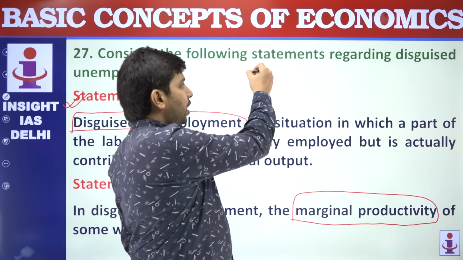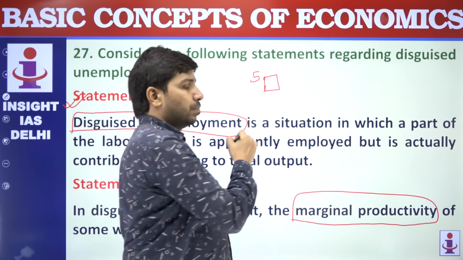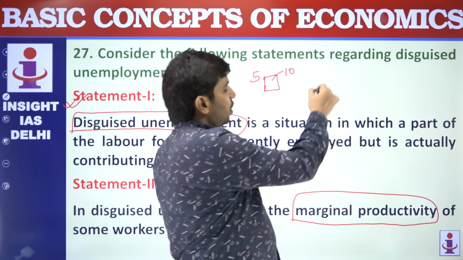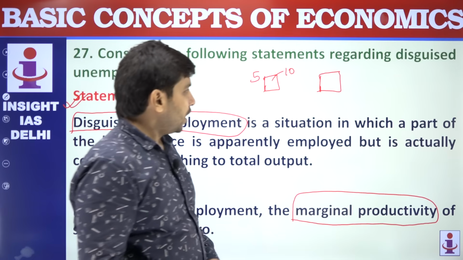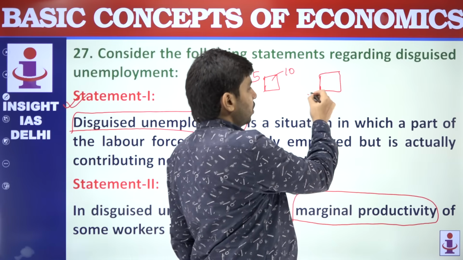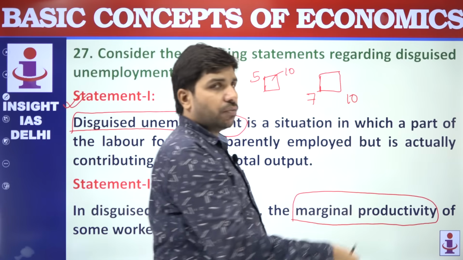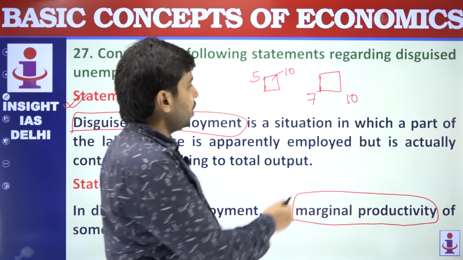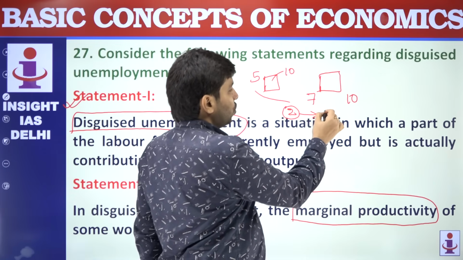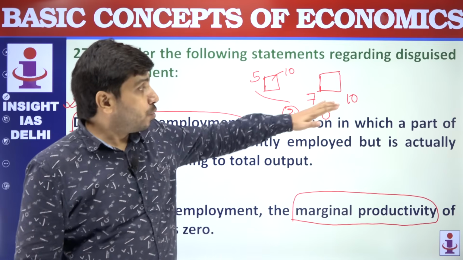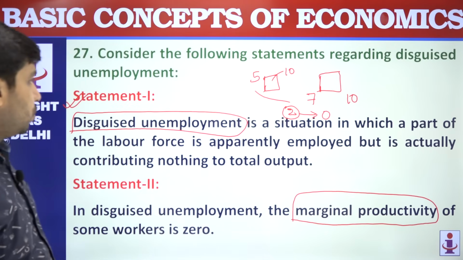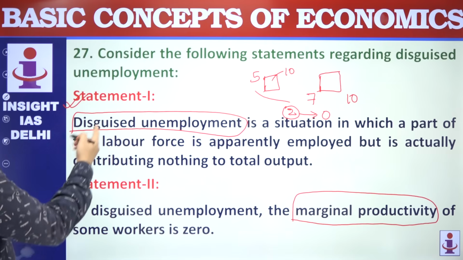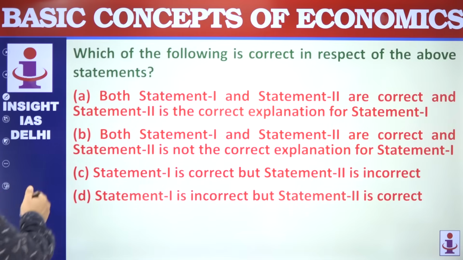Suppose there are 5 workers working in an agricultural farm and they are producing 10 kg of wheat. 5 workers, 10 kg of wheat. Consider the same farm in a different situation, 2 more people joined. 5 became 7, but the production remains 10 kg only. 2 extra people got added, but the production remains the same. So the marginal productivity of these 2 additional people is 0, because it doesn't matter whether we added 2 people or not, our production remains the same. In disguised unemployment, the marginal productivity of some workers is 0. Yes. And this clearly explains statement 1. So option A will be the correct answer.